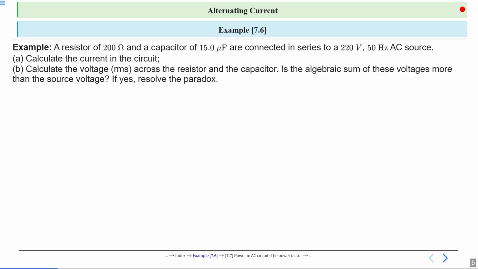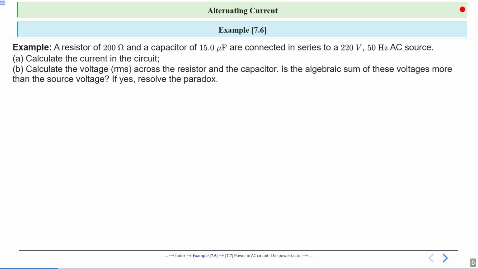So let's begin with example 7.6. There is a resistor of 200 ohm and a capacitor of 15 microfarad. So there are only two components. There is no inductor, so it is an RC circuit.